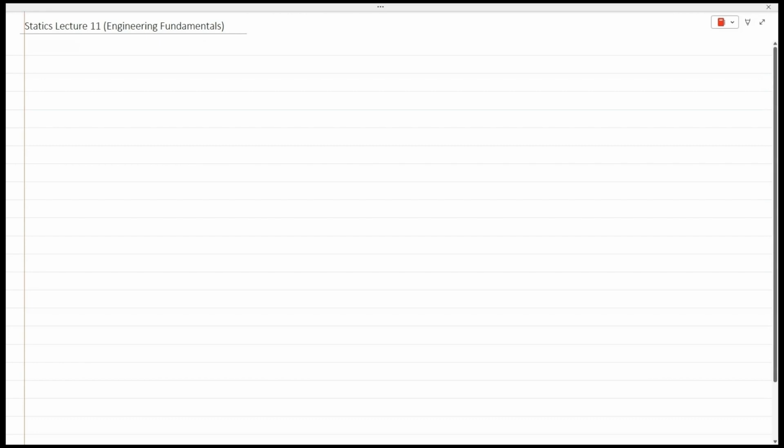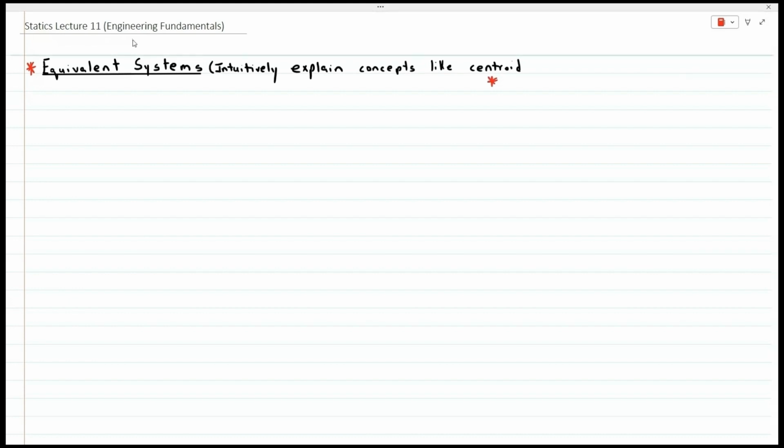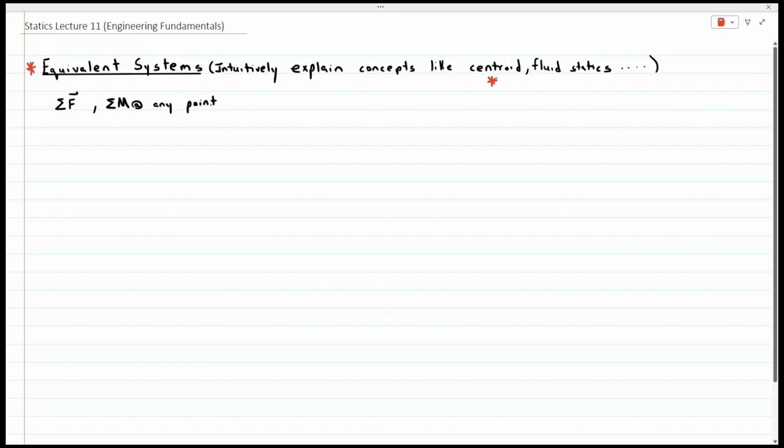Today, I'd like to talk about the idea of equivalent systems. Equivalent systems are important in statics because they intuitively are able to explain concepts like centroid and even help in further courses. In courses like fluid mechanics, they help in a topic referred to as fluid statics.